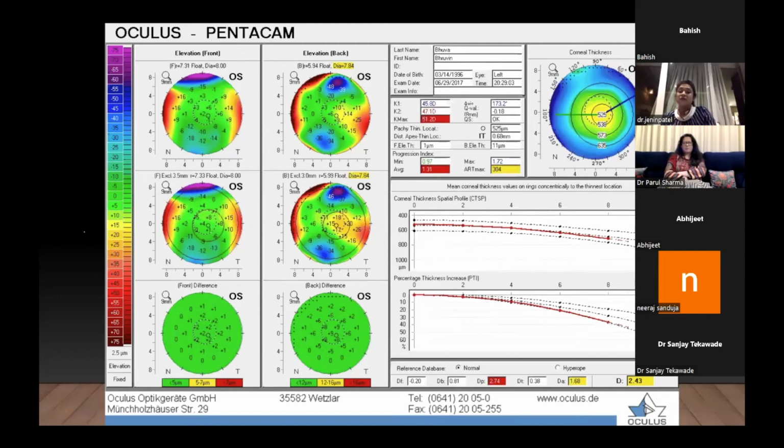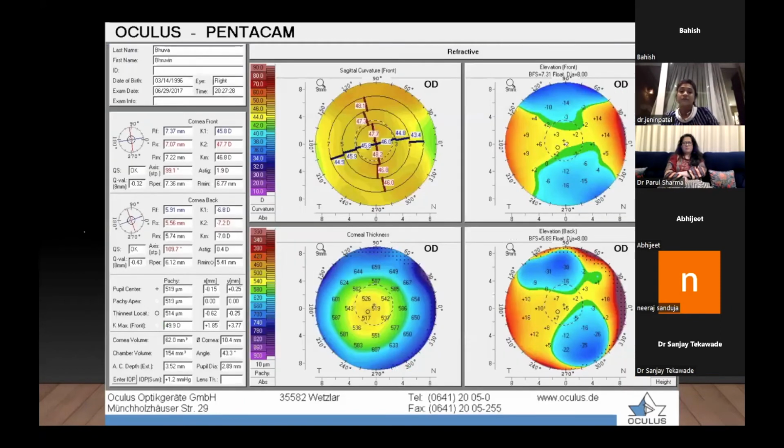And like I was telling Dr. Parul, an average of more than 1.1 is a risk factor, even if your maps look normal. So this particular patient, in spite of normal maps, just with a 51 and an average like this, would be kept on hold for the surgery.